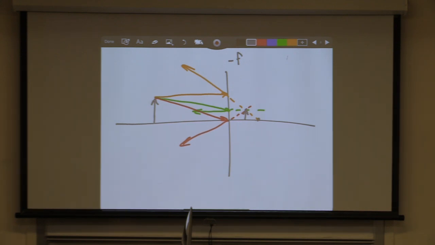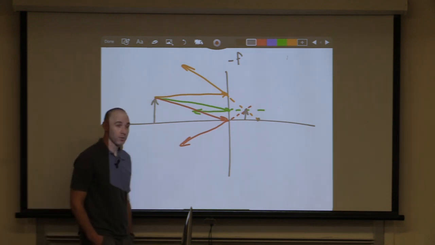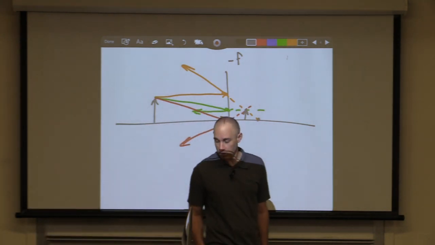Is it real or virtual? Do the light rays actually cross? No. So is it real or virtual? Virtual. Is it upright or inverted? Upright. Is it bigger or smaller? So it's got a magnification bigger than 1 or smaller than 1? Smaller than 1. It's got a positive magnification smaller than 1. So we have a virtual upright image with a magnification that is positive and less than 1.